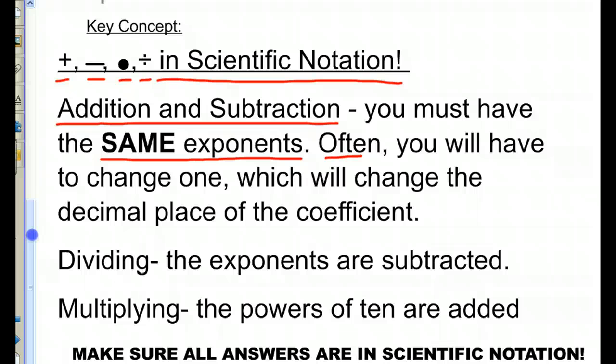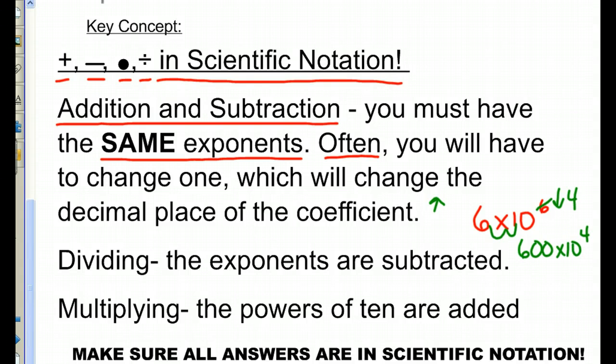Often, and we've seen this, we have to change one of the exponents, which will also change the decimal place of the coefficient, which would be the number in front. So we've seen it where, let's say you have 6 times 10 to the 6th, but this 6 here needs to be a 4. So you move it down to 4, which then makes this move up. Well, how do we move numbers up? We move the decimal point over to the right. So this now becomes 600 times 10 to the 4th. So you've seen that previously this week.